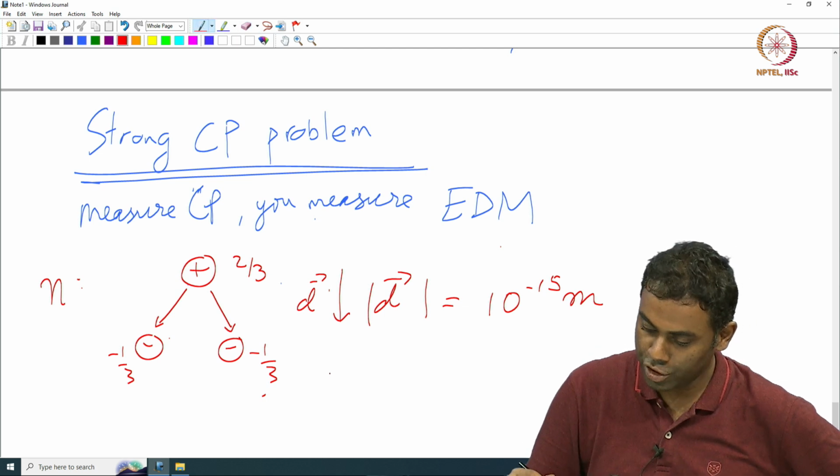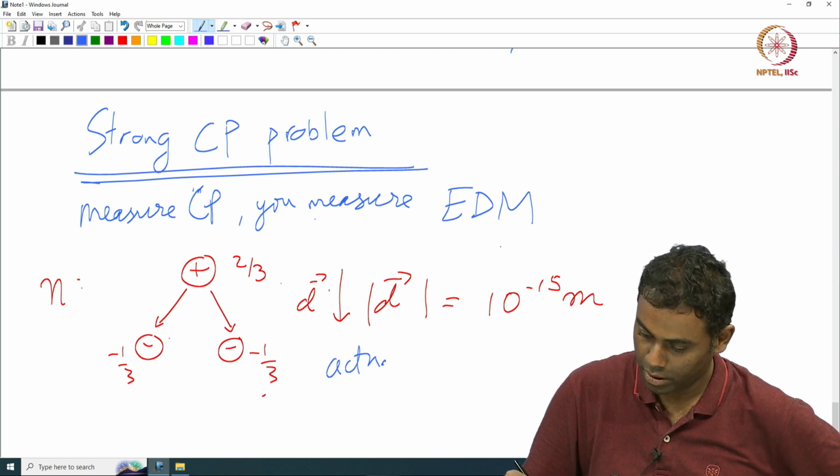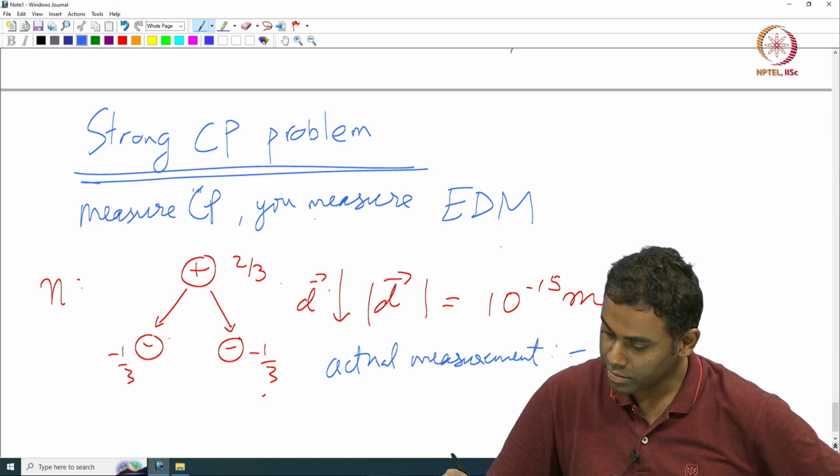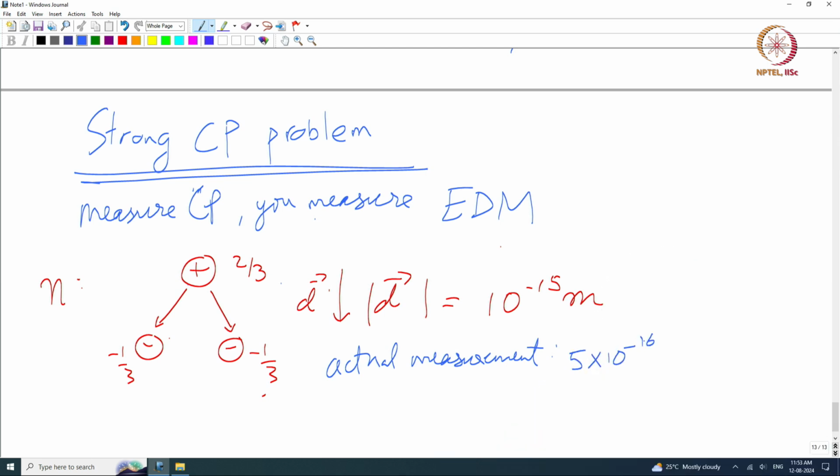What we actually measure... sorry, this is not an actual measurement. I am so sorry. I am going to go back to this. This is not an actual measurement. This is an actual expectation from the standard model. When you do a quantum field theory calculation of what the EDM should be of a neutron, you get 5 times 10 power minus 16 times e centimeters.